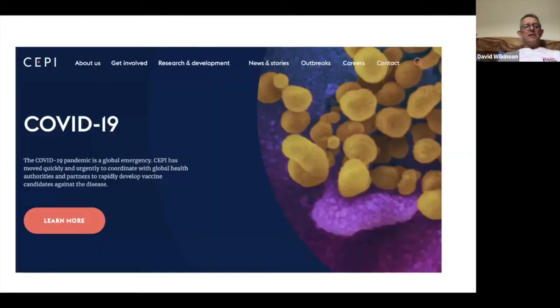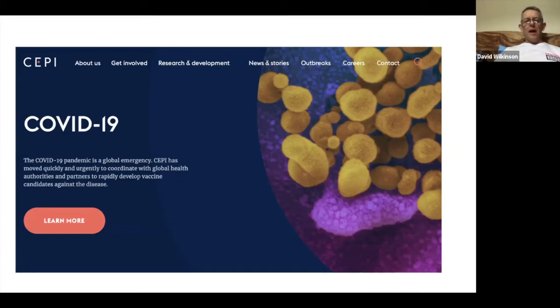In terms of vaccines, there's a thing called CEPI, again supported by the Gates Foundation, and this is all about epidemic preparedness. The vaccine research is being enabled and facilitated through this. There are about 100 potential vaccines at the moment being studied very quickly.